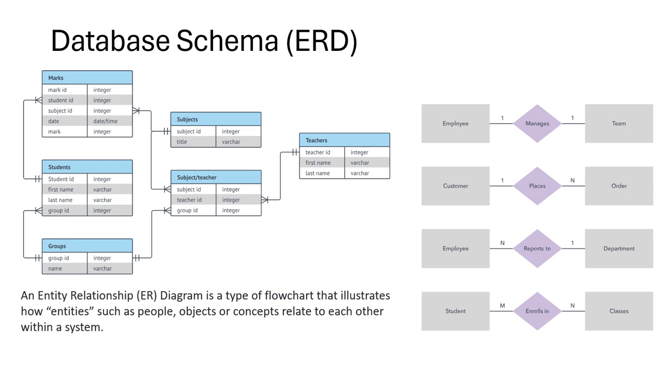On the far right, I've also tried to show cardinality. Cardinality is either one-to-one, one-to-many, many-to-one, or many-to-many. For example, an employee can only belong to one team. A customer can have many orders. A department can have many employees. A student can enroll in many classes, so it will be a many-to-many relationship.